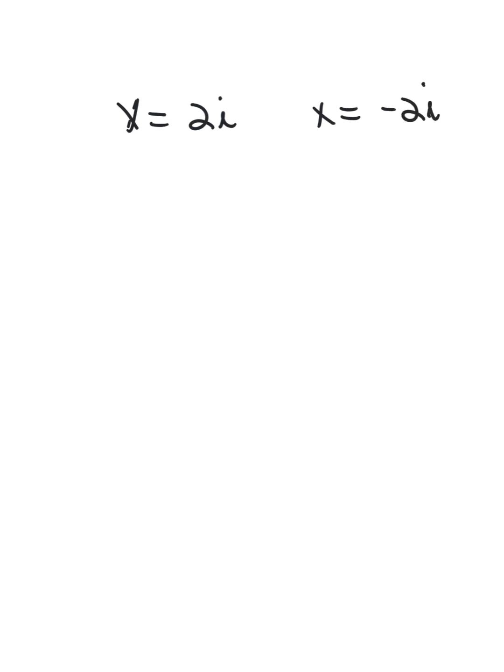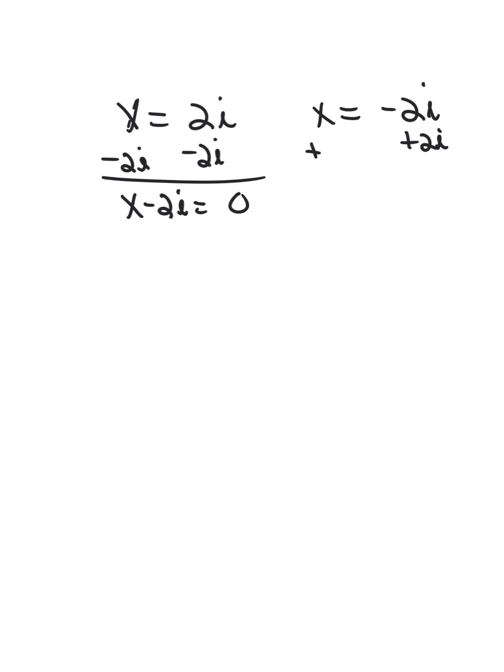To get that factor, I'm going to make each of those equal 0. So I'm going to subtract 2i from both sides, and I get x minus 2i equals 0. I'm going to add 2i to both sides, and I'm going to have x plus 2i is equal to 0. I also have the factor x minus 5, and I can set it equal to 0.